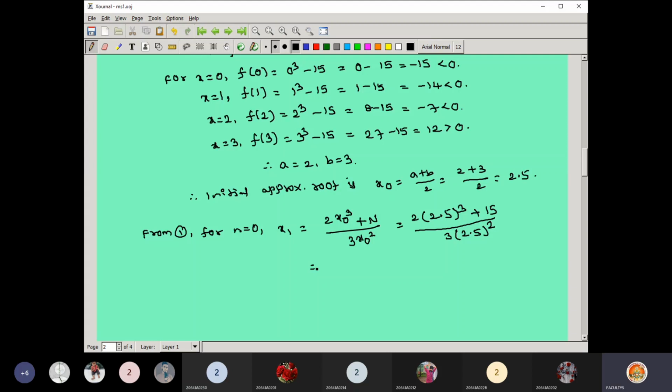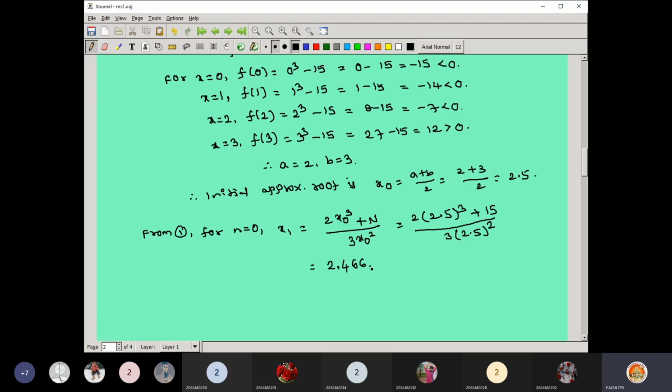So directly you are getting the answer 37 by 15, or I can write 2.466. So this is your first approximate root. Even this value you can substitute for n equal to 1 and you will get the same answer. That means the cube root of 15 is nothing but 2.466. Is it correct? You just verify with your calculator.